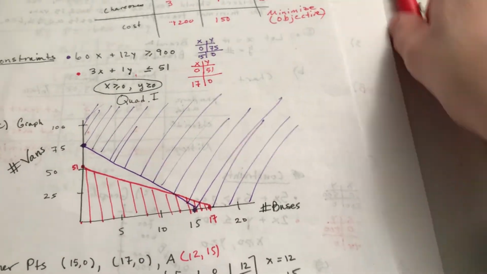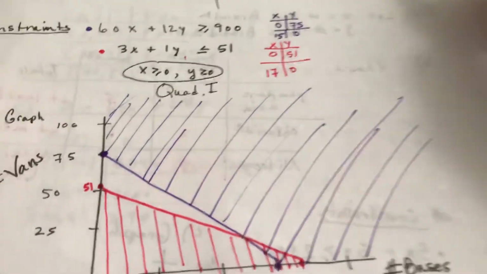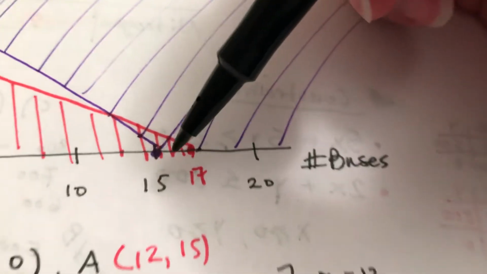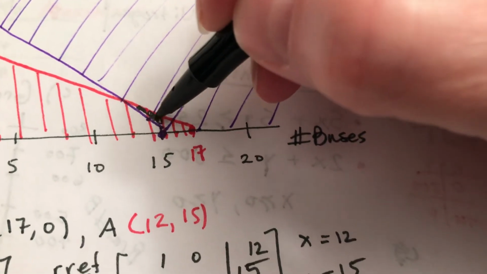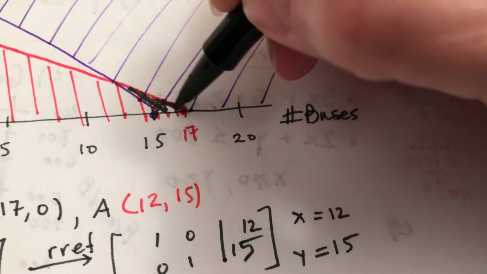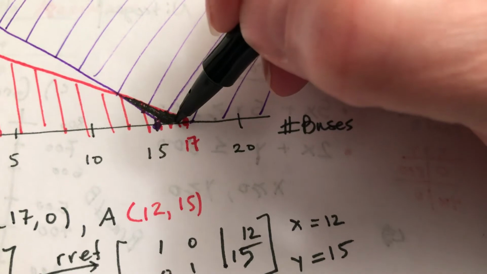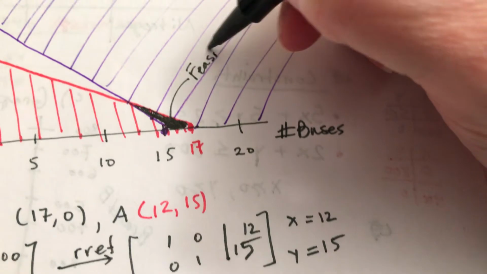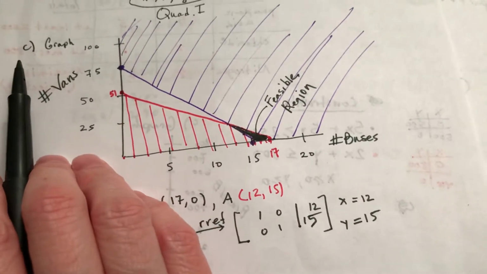Okay, so now we have to decide where the two colors overlap. This is purple, nothing, red, but right here is where the purple and the red are overlapping. So I'm going to make this a little bit darker, a wee bit darker. And notice I have this little triangular region, which is called the feasible region. Okay, that's part C, feasible region.